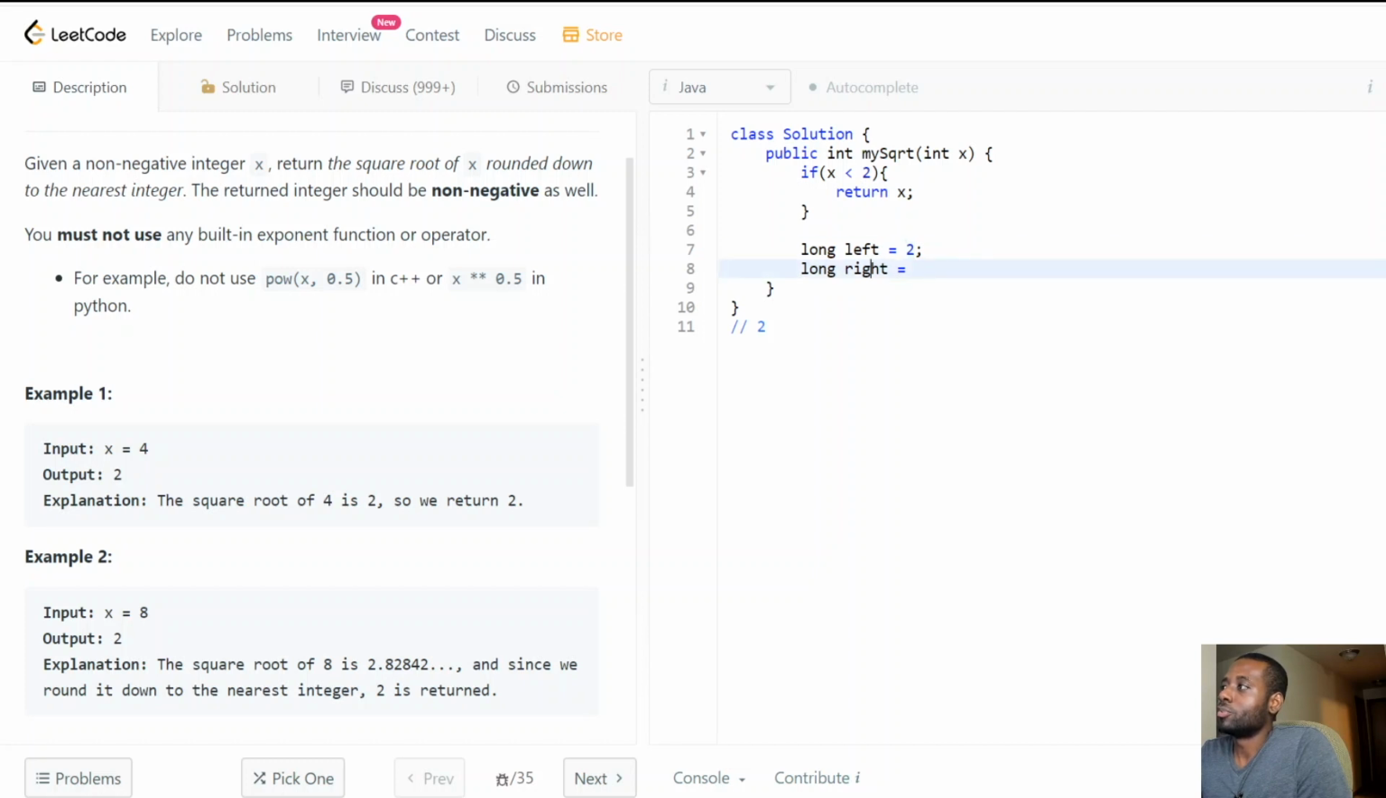And the right boundary, what is it going to be, guys? We said the upper bound is going to be num divided by 2 because that's the space that we need to worry about. Anything over that is not going to be useful at all, right? So don't even worry about that space at all. Okay, so we're going to have a while loop. This is our standard binary search algorithm, right?